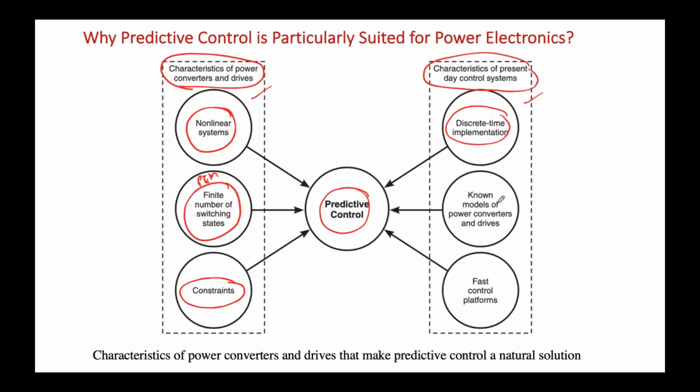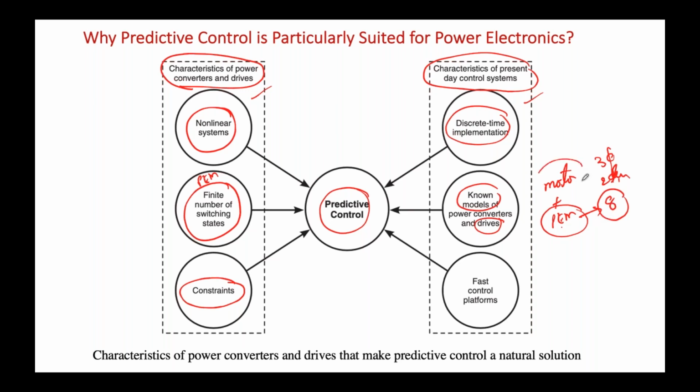Next, as a controller, you should know the model of the power converters and drive. Model is nothing but a mathematical representation of the actual system. So the motor as well as the power electronic module. How many switching states are available with respect to the power electronic module? Here, if you take a three-phase, two-level voltage source inverter, 8 switching states are possible, right? This information you should know.